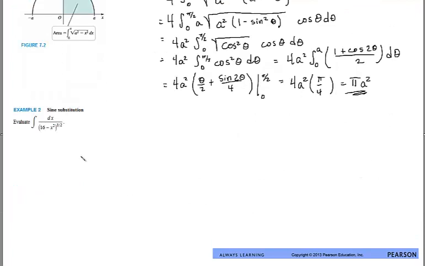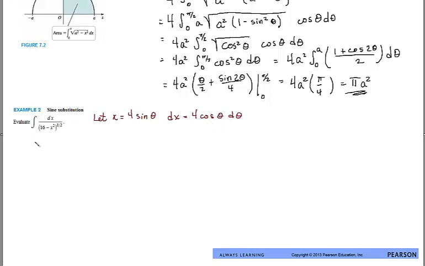For our next problem, I still have this a squared minus x squared, so I'm once again going to let my x equal, and in this case our a is a 4, so 4 sine theta. That would lead to dx being equal to 4 cosine theta d theta. And we'll see where this leads us in our substitution.